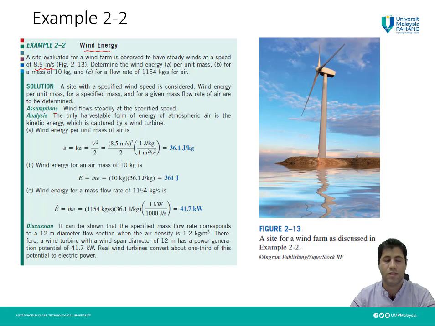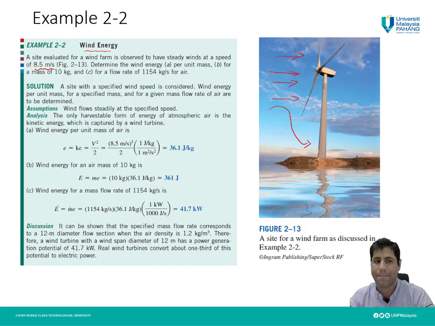So first, let's see what our assumptions can be. Wind flows steadily at a specified speed. We get this assumption because of what is mentioned in the question. Then the only harvestable form of energy here is the kinetic energy, because there is no change in the flow of the air, and no change in the elevation of the flow.